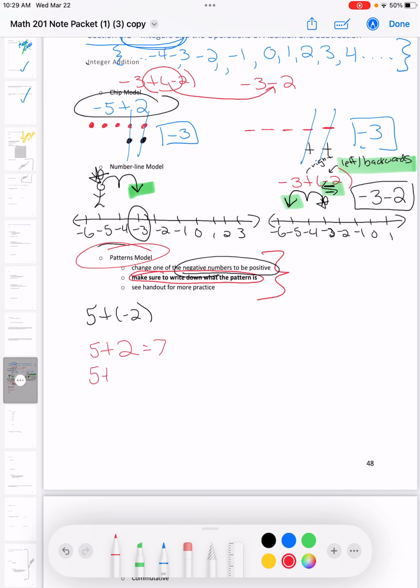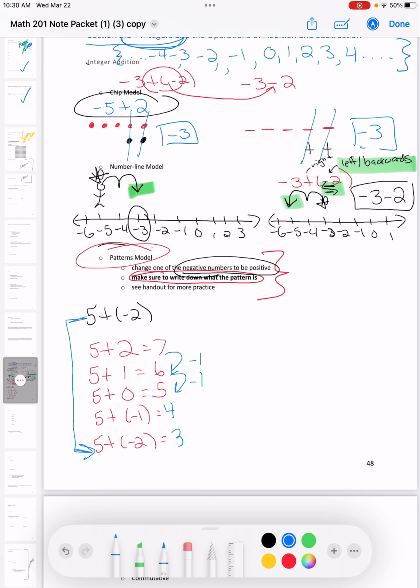Now I'm going to start backing that problem up. The number that I changed, I'm going to back up all the way until it becomes the problem that I started with. So notice the problem I started with is going to be down here at the end. Even if my students don't understand negatives, I bet they'll know that 5 plus 1 is 6 and 5 plus 0 is 5. So then I can show them, oh, the pattern is each time I'm subtracting 1. So the next number, the number I wasn't sure of, is going to be 4 and then 3.